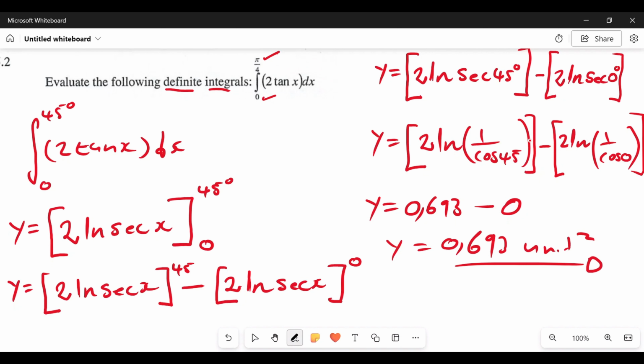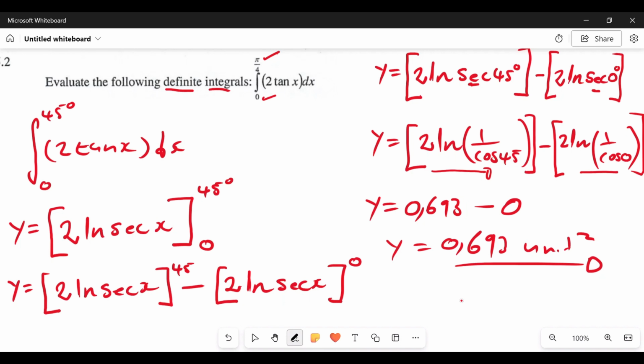All right, so here we decided to use the inverses because you don't have sec on your calculator. Unless you do have sec on your calculator, it's fine. But if you don't have sec on your calculator, rather use the inverses, which is 1 over cos 45. And then you just substitute, you put this on your calculator, you get 0,693. And you put that on your calculator, you get 0.